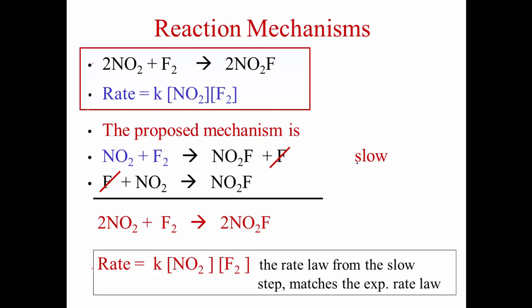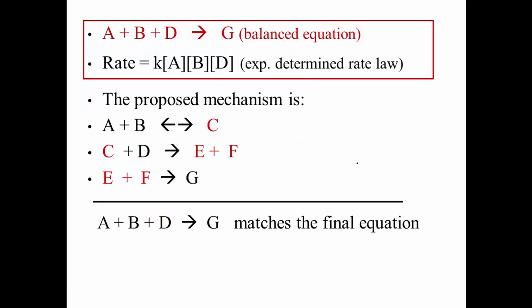The rate law from the slow step matches the experimental rate law. So let's look at one more. We have a final equation that's balanced. We have an experimental rate law. We have a proposed mechanism.